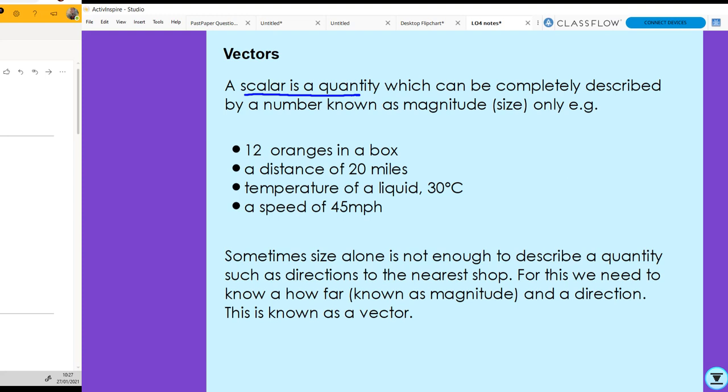4 apples, 72 miles, 30 miles per hour, 10 degrees Fahrenheit. It could even be a force, 45 newtons. That is a magnitude. It's just got a value, a size to represent it. However, sometimes size alone is not enough to describe a quantity, such as directions to the nearest shop. For this, not only do you need to tell someone how far, that's the size, the magnitude, you also have to tell them a direction.